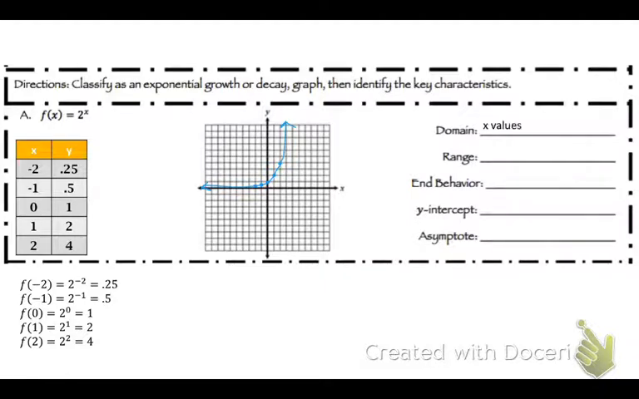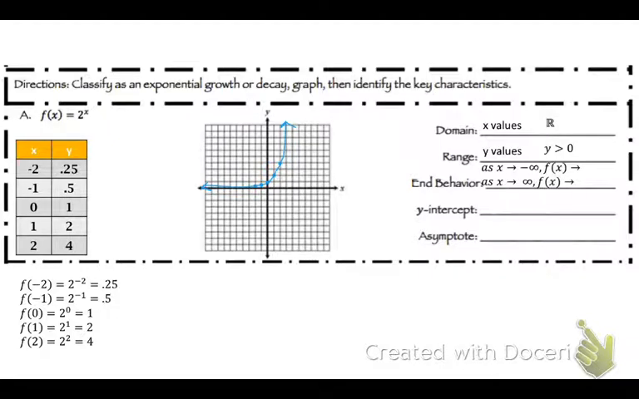Okay, now domain is my x values. X goes left to right, so that's all real numbers. Range is my y values. The lowest y value this ever gets to is 0, so this is y is greater than 0.